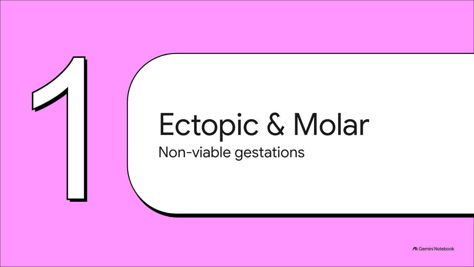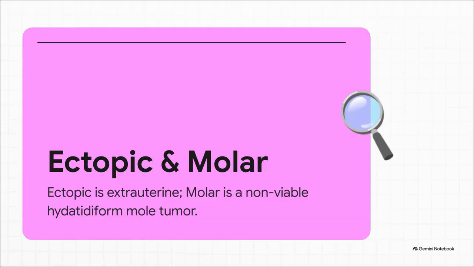Right, moving on to our first major restricted zone, ectopic and molar pregnancies. So there's a very clear clinical distinction between these two abnormal, non-viable gestations. An ectopic pregnancy, which falls under Category O00, happens when a fertilized ovum implants outside the uterus. On the flip side, a molar pregnancy, specifically a hydatidiform mole under Category O01, is actually a non-viable tumor of the placenta that secretes hormones.